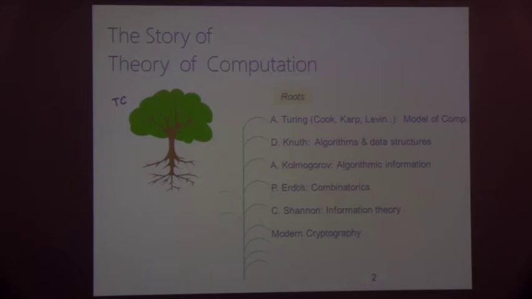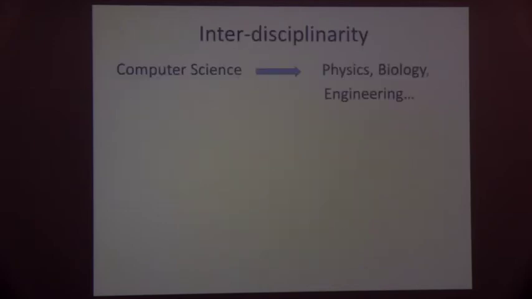And of course, I think bioinformatics and computational biology and quantum computing and economics and games, etc. And so theory of computation has a very rich history of being interdisciplinary. And this, in some sense, is a special case of the general phenomenon of the relationship between computer science and other disciplines.